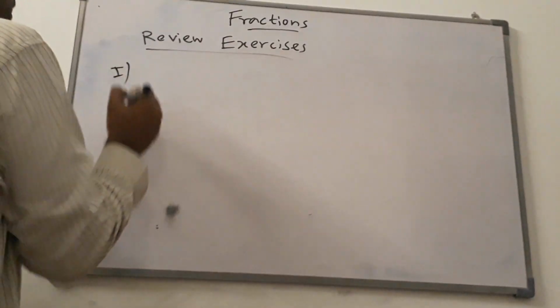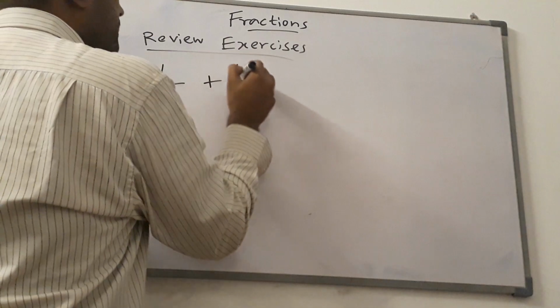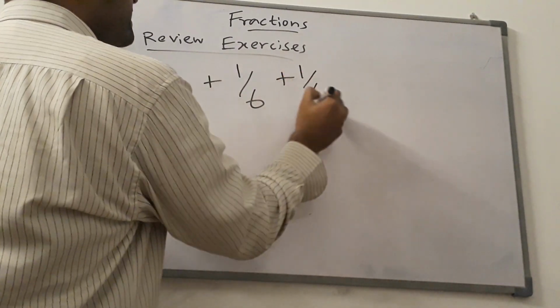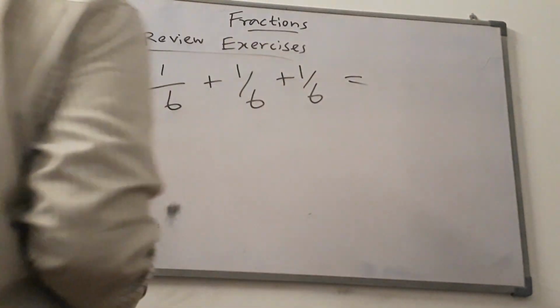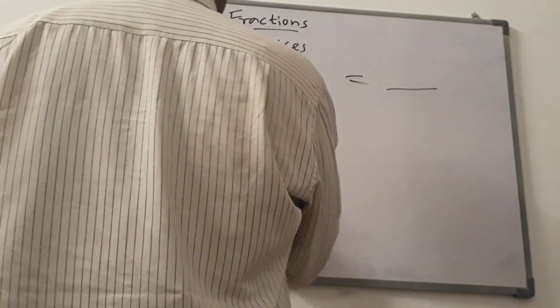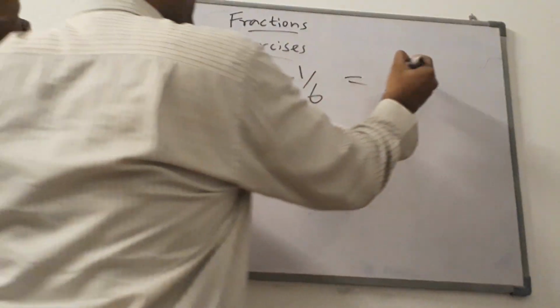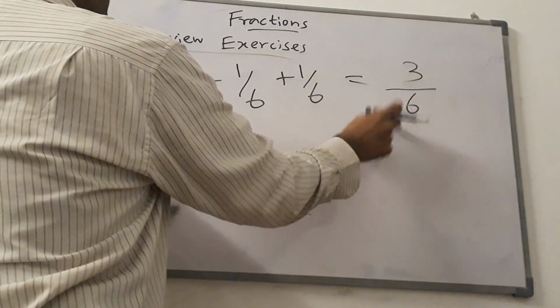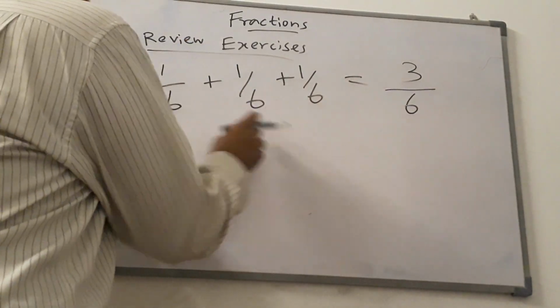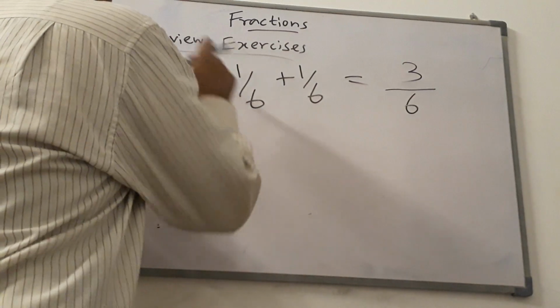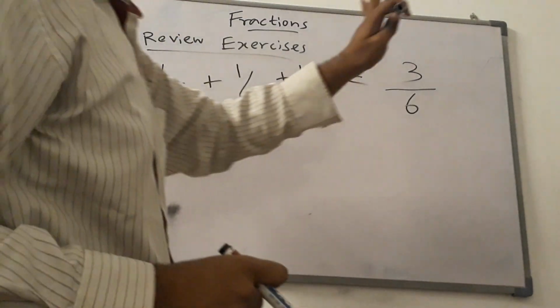First question. Suppose you are asked to add three 1/6s. When we add like fractions, we can't add denominators. The denominator stays the same. So we can add only numerators. 1 and 1 is 2, 2 and 1 is 3. So the answer here is 3 out of 6. 6 cannot be added. Keep it in mind. We only have to add the numerators. So the answer is 3/6.